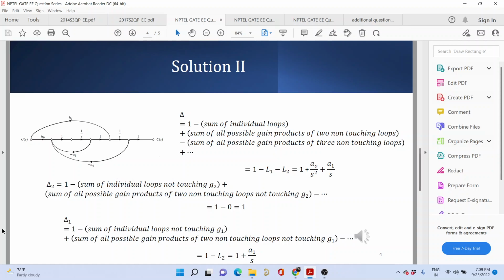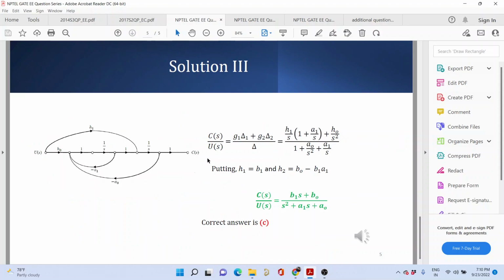Now if I look at the term delta 1, we find that if I consider the first loop gain, that is G1, which is H1 into 1 by S into 1, loop L2 is not touching this forward path, that is 1 into 1 by S into minus A1. This loop is not touching the forward path G1. So delta 1 equals 1 minus L2, because L2 is the loop which is not touching the forward path G1. I have replaced L2 with the corresponding expression, minus A1 divided by S. So minus minus becomes positive, and I get 1 plus A1 divided by S.